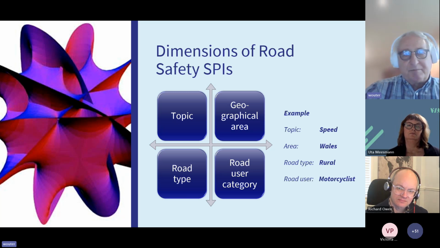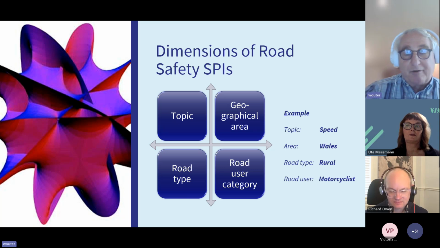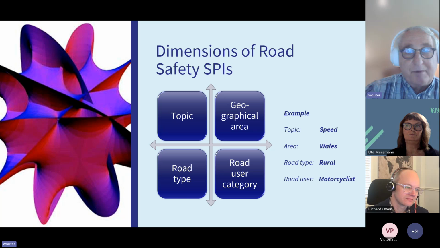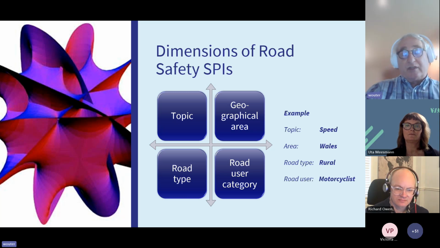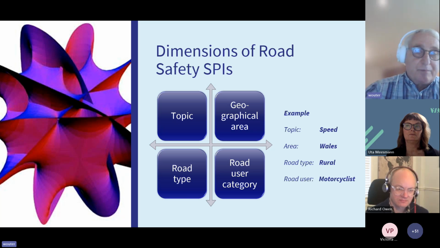And the fourth dimension is the road user category. Again, when you say 85% of the people are wearing a seatbelt, are you talking about car drivers only? Do you also include vans? Do you also include truck drivers or drivers of buses? So it's important that you specify the road user categories involved. Only then does it really make sense to compare KPIs.